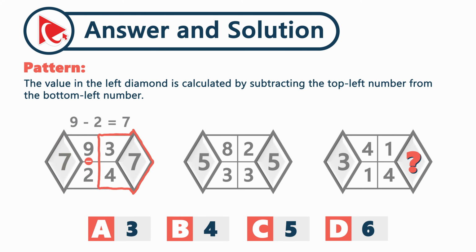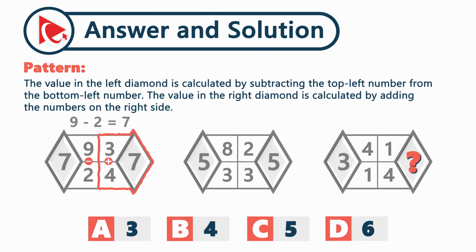The opposite is true for the right diamond, because we use addition. The value in the right diamond is calculated by adding numbers on the right side. 3 plus 4 equals 7. Let's double check and confirm our answer with the second shape. 8 minus 3 equals 5. 2 plus 3 equals 5 again. So far so good, right?